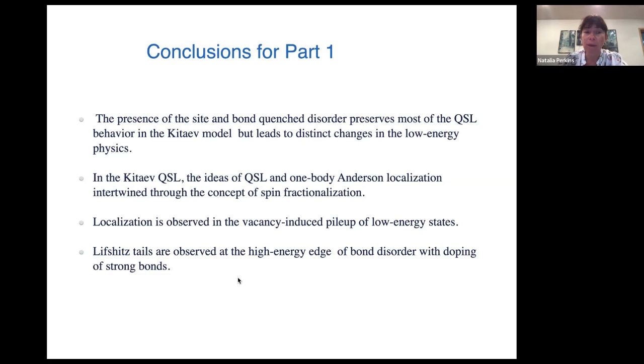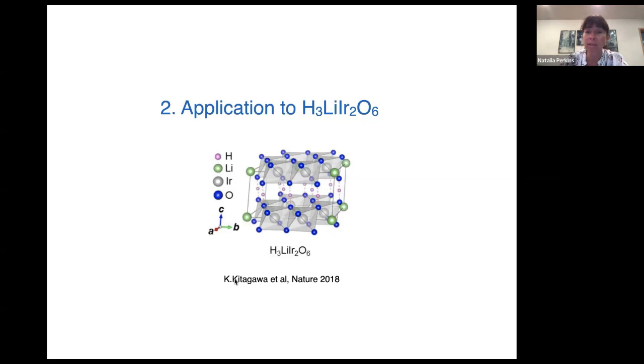If you look at the density of states, this is a weak disorder, so it doesn't change the density of states for all energies, but it can have distinct changes in the low energy physics. And another interesting thing that you can discuss in the Kitaev quantum spin liquid are the ideas of Anderson localization and Lifshitz tails. With that, I want to quickly discuss the application of disorder in the Kitaev spin liquids to real materials, to this hydrogen intercalated lithium iridate.